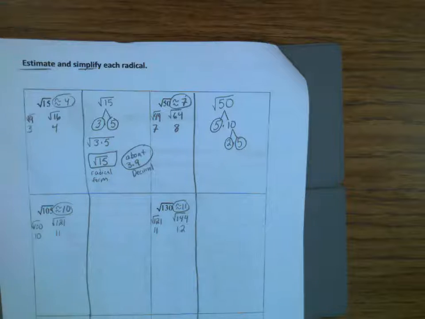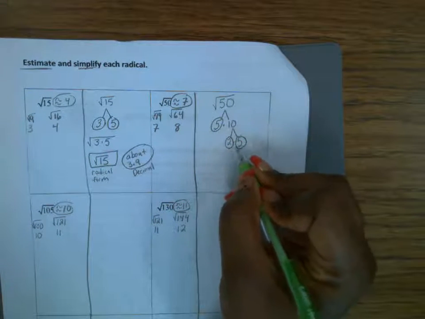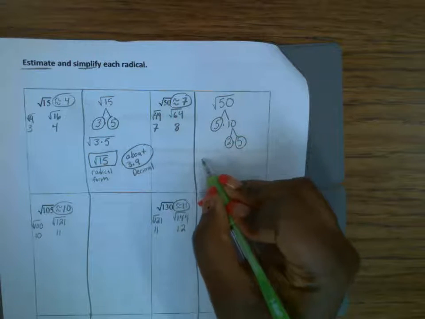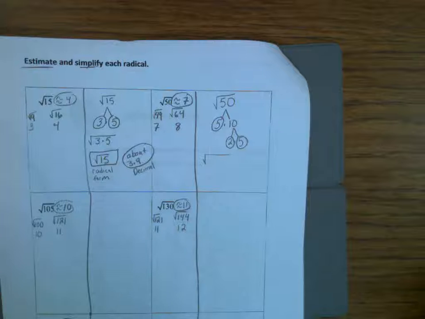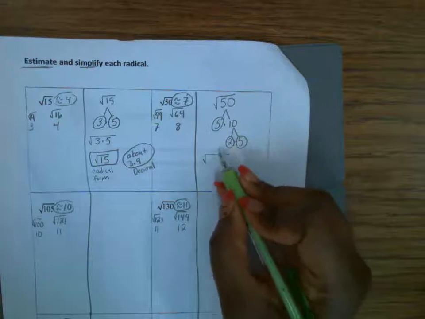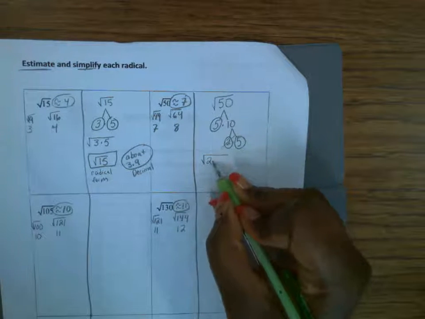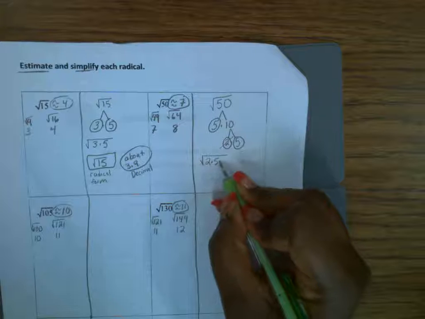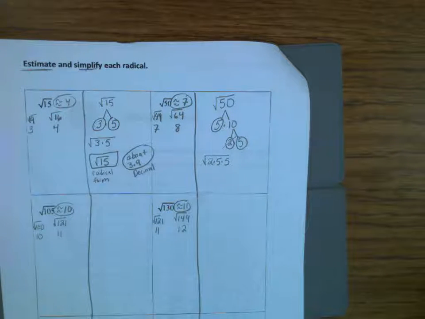Okay. So now we're going to take all of the prime numbers or the circled numbers and put them under the radical sign from least to greatest. The smallest number is 2, and we only have one 2, times, we got two 5s. 5 times 5. We're going to put all of the prime numbers under the radical.